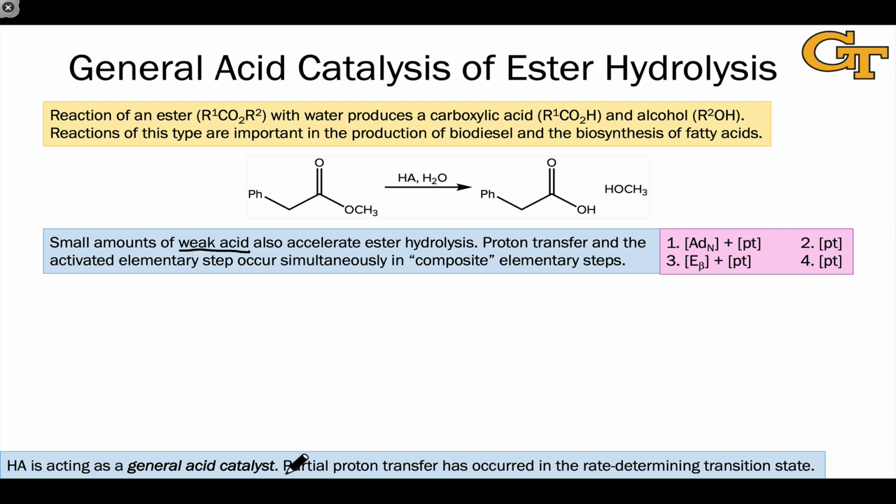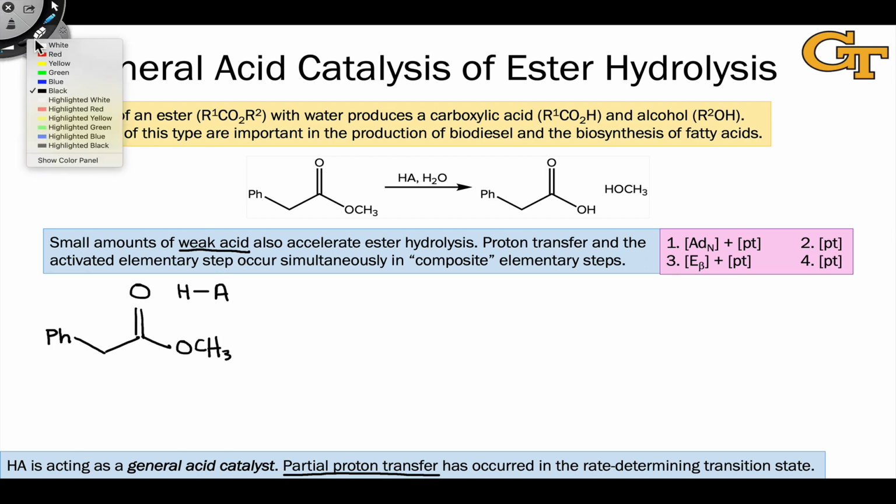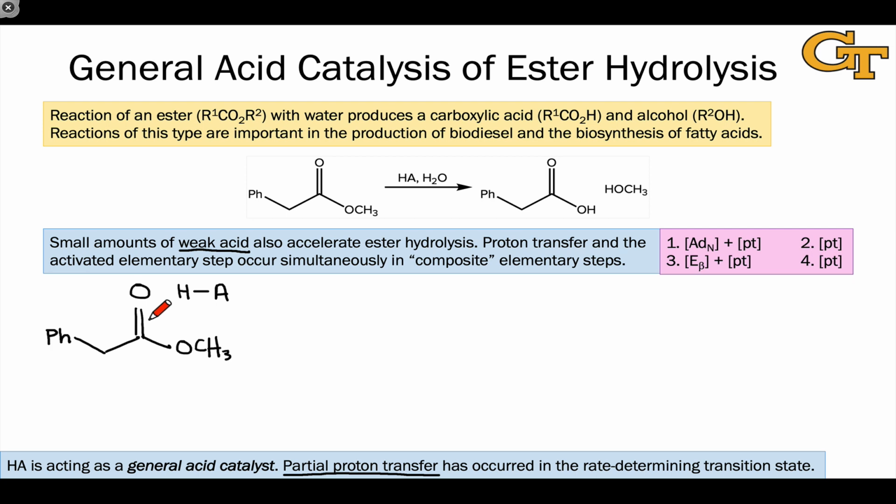The hallmark of general catalysis is partial proton transfer in the rate or turnover limiting elementary step. What this means is that the bond-forming step and proton transfer take place at the same time. So in a general acid catalyzed ester hydrolysis, nucleophilic addition and protonation of the electrophile occur at the same time. I do want to emphasize that the role of the acid is still to activate the electrophile. So we still see electron flow from the electrophile to the acid. The difference in general acid catalysis is that at the same time, the nucleophile also engages with the electrophile.